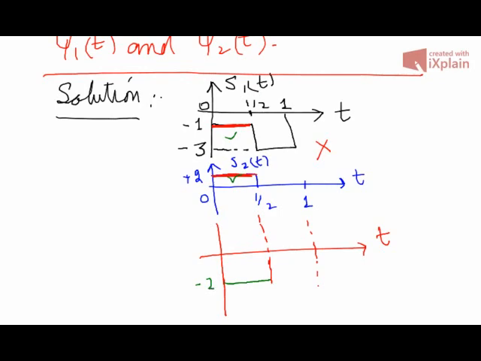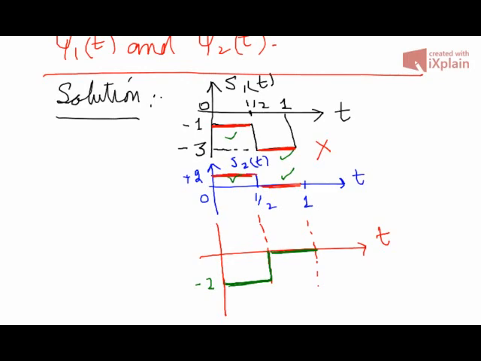Now in the next half, S1 of t is -3, and S2 of t is 0 in this period. So for the next half we would get 0, because -3 multiplied by 0 is 0. So our signal is this one. This is the product of S1 of t and S2 of t.